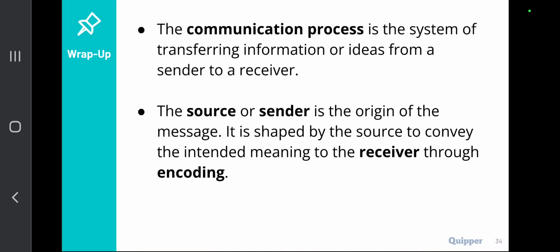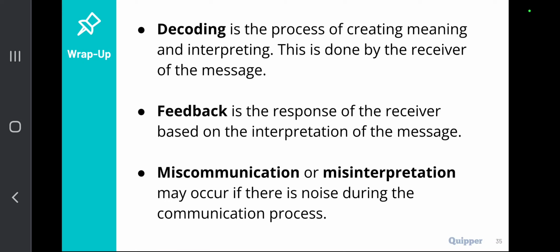Now, with the discussion made, let's try to wrap up the salient points of this lesson. First, the communication process is the system of transferring information or ideas from a sender to a receiver. The source or sender is the origin of the message. It is shaped by the source to convey the intended meaning to the receiver through encoding. Now, decoding is the process of creating meaning and interpreting. This is done by the receiver of the message. Feedback is the response of the receiver based on the interpretation of the message. And miscommunication or misinterpretation may occur if there is noise during the communication process.